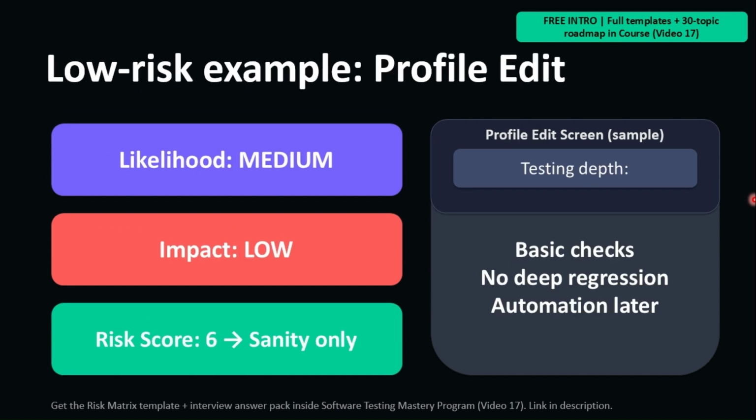Now compare that with profile edit. Likelihood may be medium, impact is low, so the risk is low. Here you don't waste time on deep regression. You do basic sanity checks and move on. This is how seniors save time without compromising the quality.